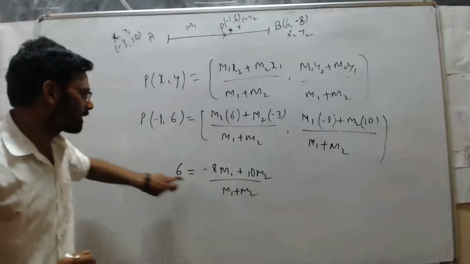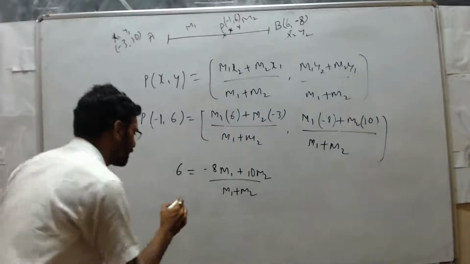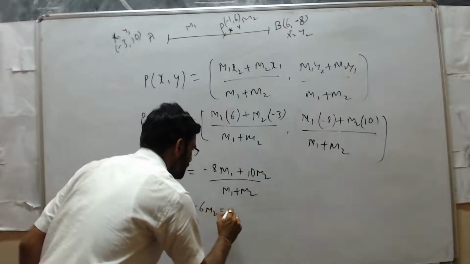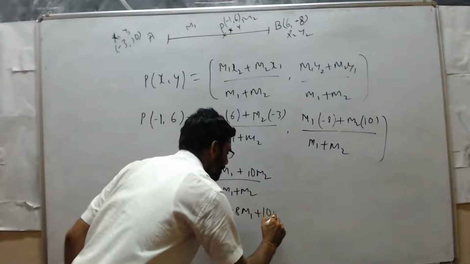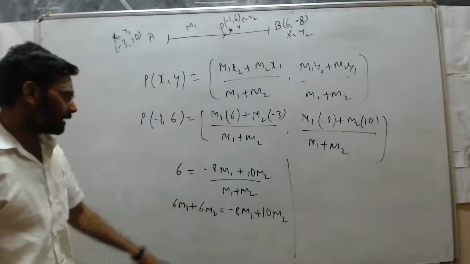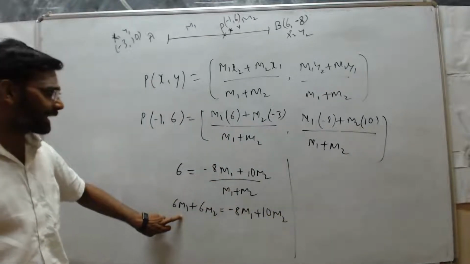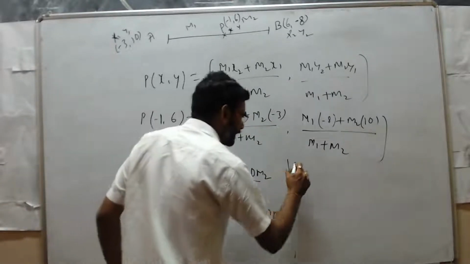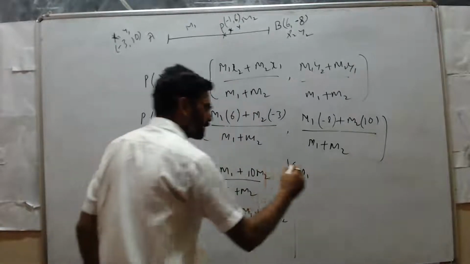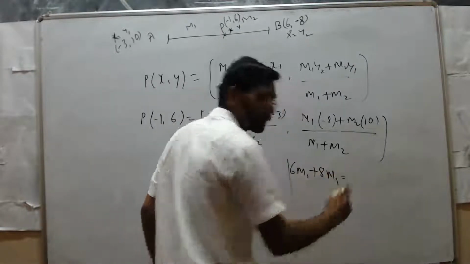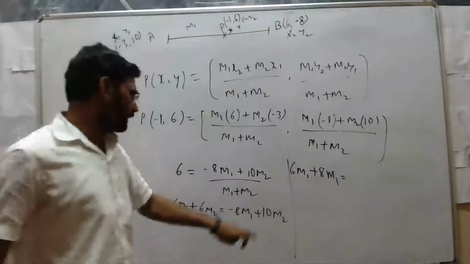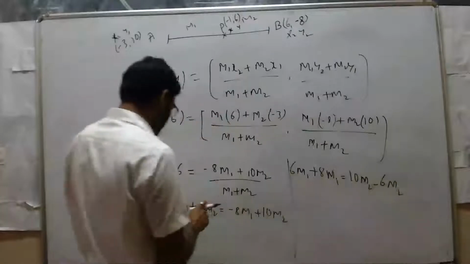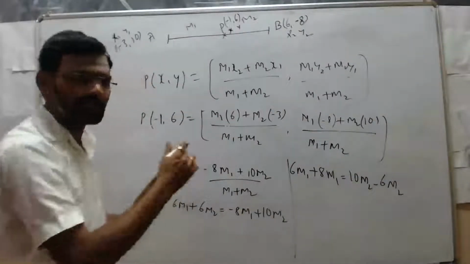Then cross multiplication: 6 into m1, 6m1, plus 6 into m2, 6m2, is equal to minus 8m1 plus 10m2. Here minus 8m1 becomes plus 8m1, and plus 6m2 becomes minus 6m2. Minus 6m1 is as it is. So 6m1 plus 8m1 is equal to 10m2 minus 6m2, because when moving from LHS to RHS, the sign will change.